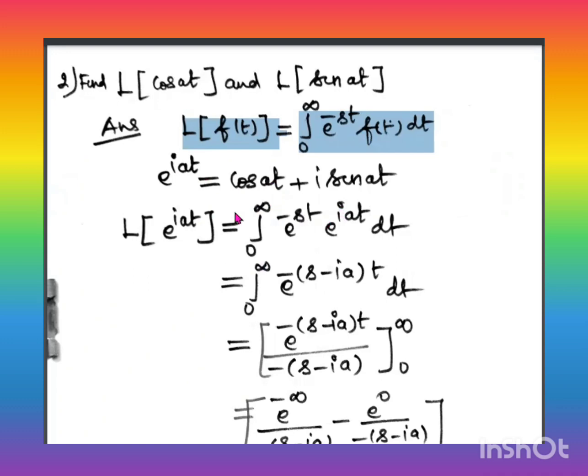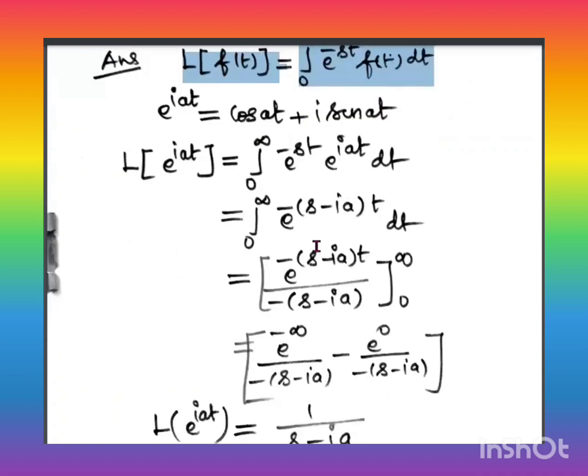So both, I'm going to take the Laplace transform of the left hand side, L of e power iat, which is equal to integral 0 to infinity e power minus st into e power iat, because instead of f of t, here it is e power iat. So e power iat into dt. In the next step, you can write the base as equal, e power minus st plus iat. So minus, I am taking as a common, as we studied in the previous example.